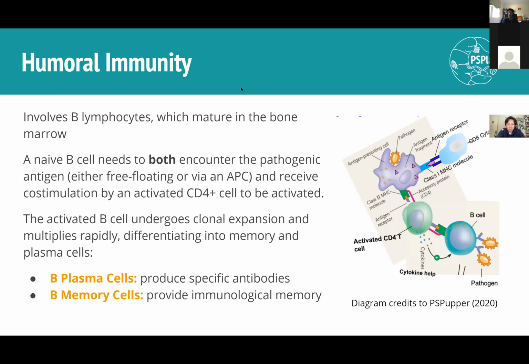So it needs to encounter the pathogenic antigen. That might just be free floating, like you see in the diagram there. Or it might be from an antigen presenting cell. So your dendritic cell can present an antigen to a B cell. And it also needs to be stimulated by a T cell, your T helper cell, all right? So even though humoral response is primarily B cells, you need to have a T cell involved in order for it to begin in the first place.